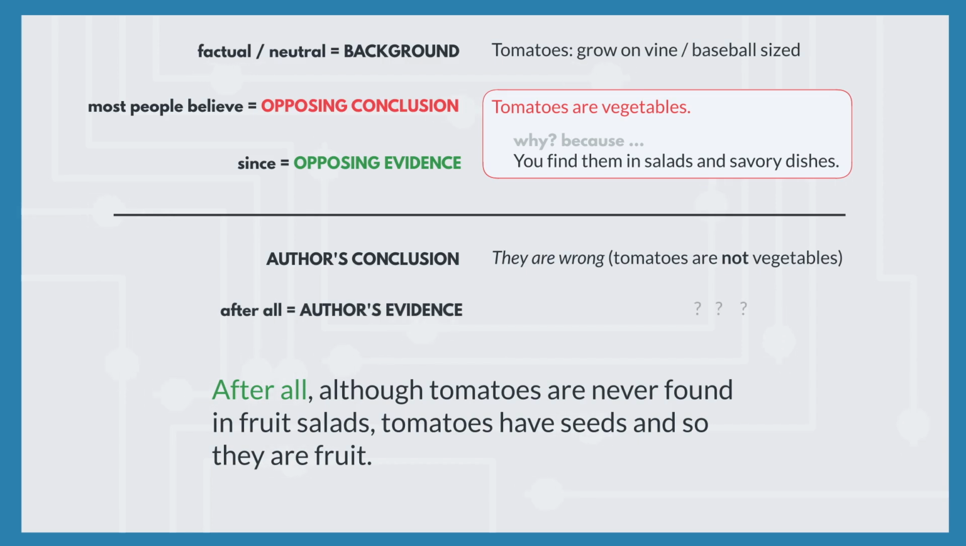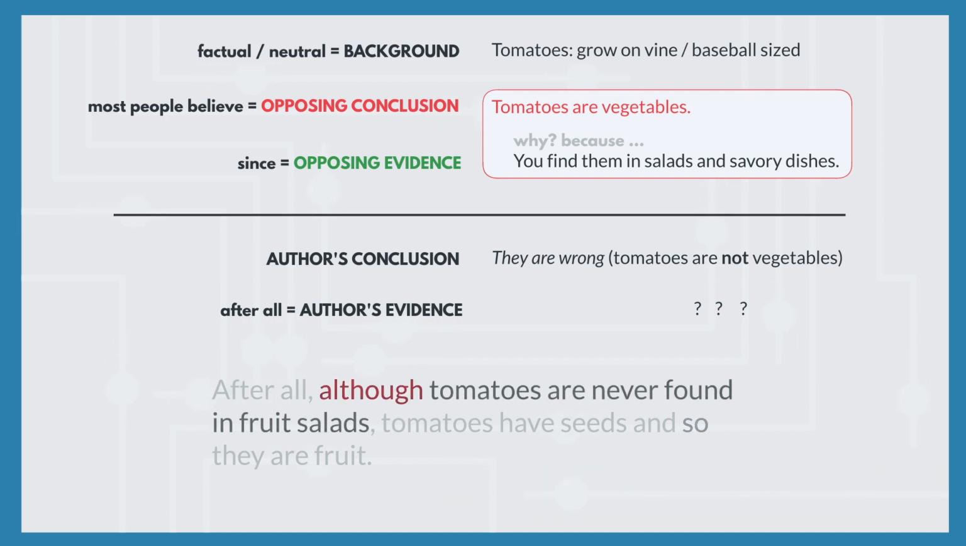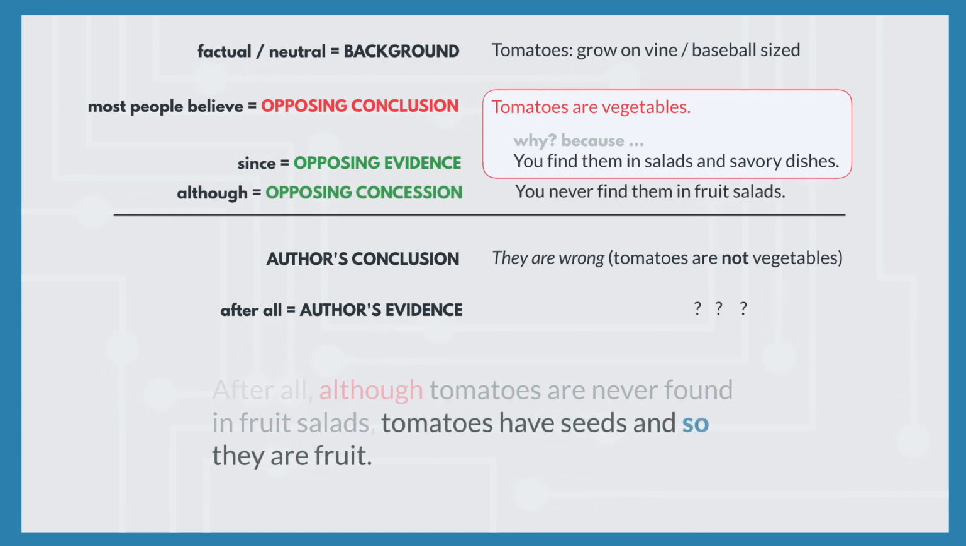Well, the last sentence actually has 3 claims, but we can use keywords to understand their function. Although claim 1, claim 2, and claim 3. So although always means we're starting with a disclaimer, a concession, and then the main clause in blue is where the author's presenting her real main idea, her emphasis. So that first idea is just an opposing point. Yeah, I know, tomatoes do seem like vegetables. We would never put them in a fruit salad.